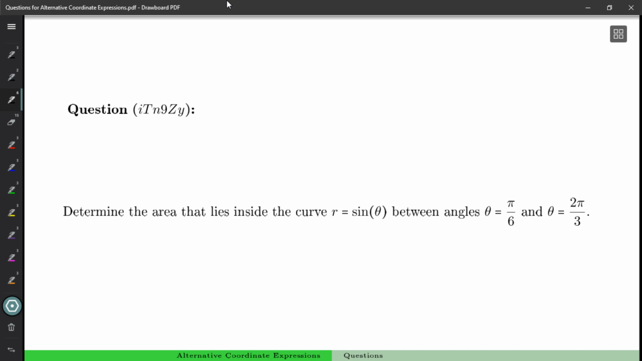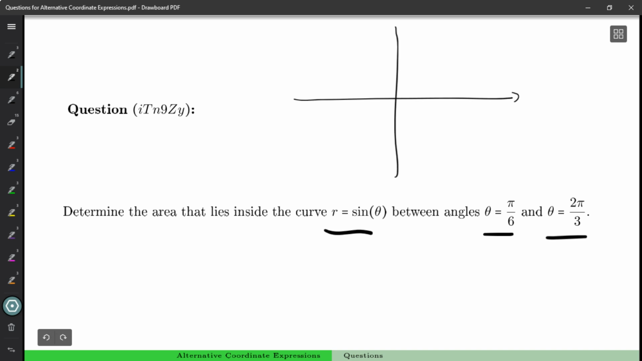Determine the area that lies inside the curve r equals sine theta between the angles theta equals pi by 6 and theta equals 2 pi by 3. Now if we wanted to, we could do a very, very quick sketch. Okay. Sine theta is a nice little circle. It's a little something like this.